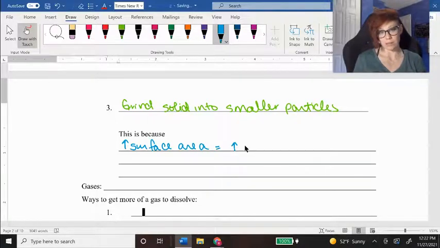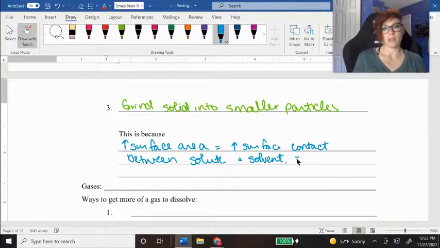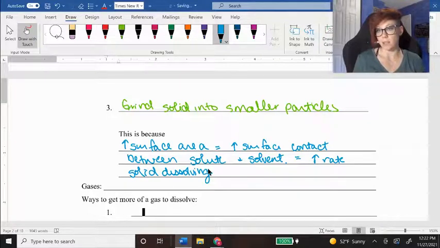Okay. So this is increasing the surface area, which again, we're increasing that surface contact between the solute and the solvent. And because we increase that surface contact, that's going to cause an increase in the rate of the solid dissolving. Again, remember, rate is just that, how fast is it occurring? Okay, the faster it dissolves, the more surface contact you have.